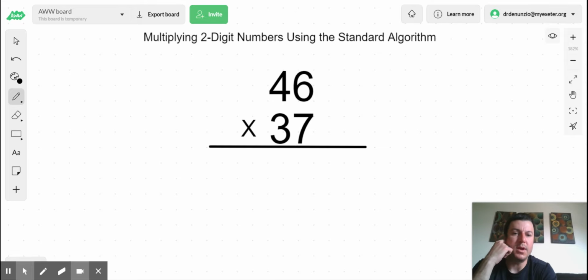All right, boys and girls, we're going to do multiplying two-digit numbers using the standard algorithm this time. Once again, this is the same way that your parents and I learned when we were in school, so they'll be much more familiar with this method if they see you working on this.